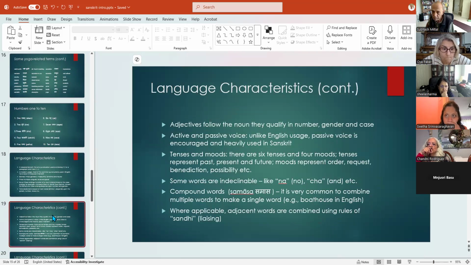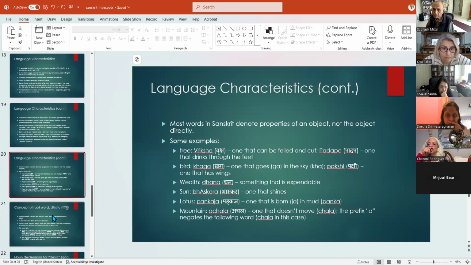So where are we? There's another example. Most words in Sanskrit denote properties of an object, not the object directly by itself. There are millions of examples. I just picked a few here. For example, the word for tree is vriksha. The literal meaning of vriksha is one that can be felled or cut. You can fell and cut anything, even a human being, but that name has now been assigned to a tree.